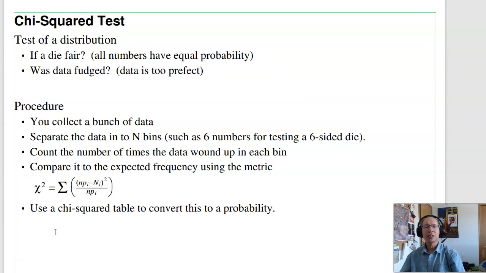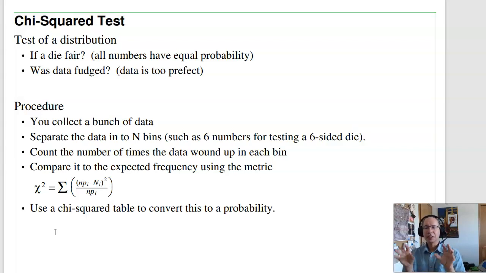So let's start out with a chi-square test. A chi-square test is a test of a distribution. With it, you can answer questions like, is a die fair? Was data fudged? The procedure to run a chi-square test is first, you collect a bunch of data.